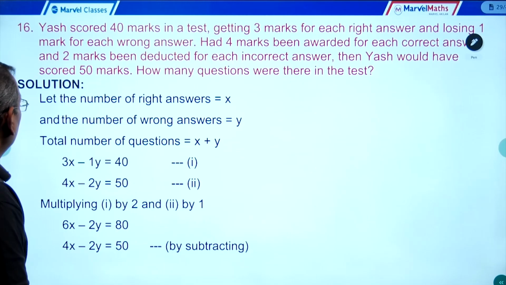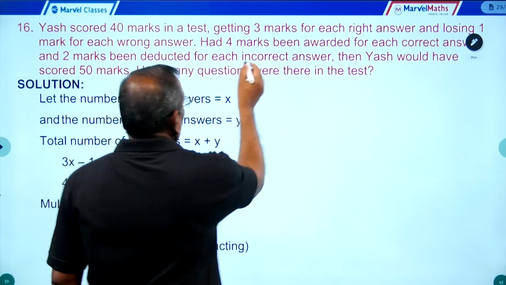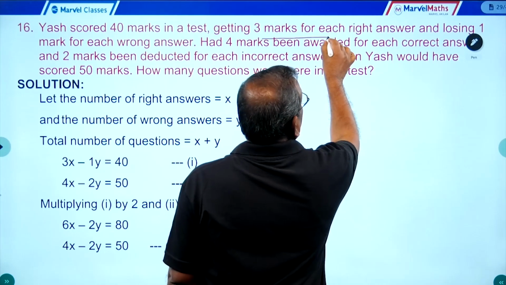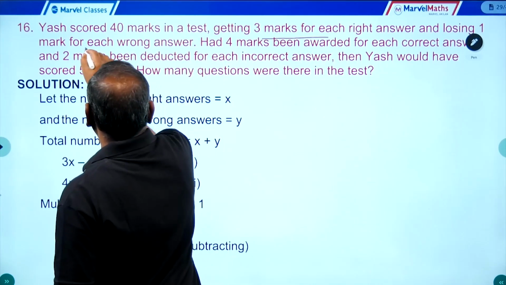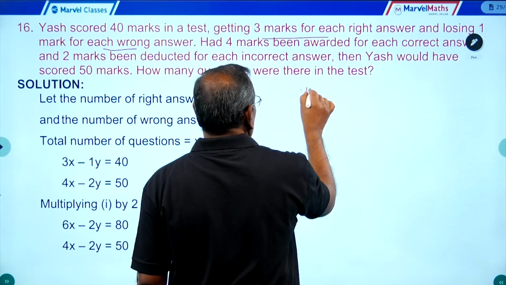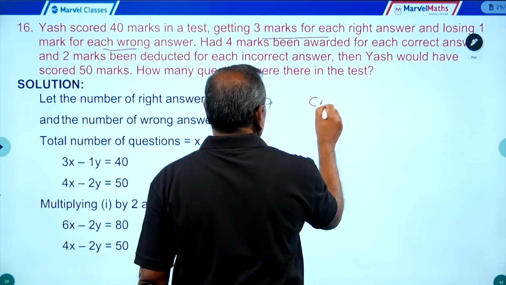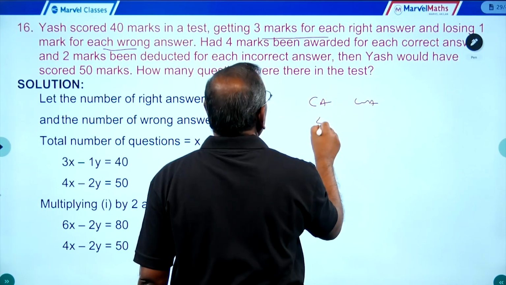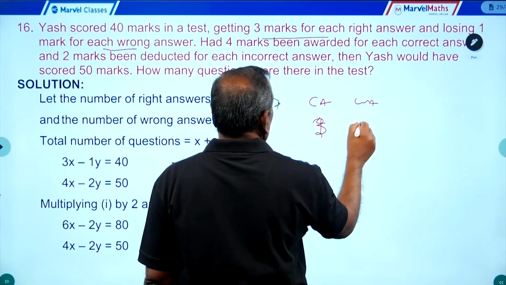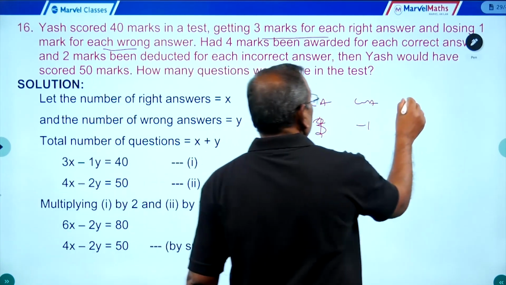Now Yash scored 40 marks in a test, getting 3 marks for each correct answer and losing 1 mark for each wrong answer. 40 marks total marks. I'll write like this: correct answer, wrong answer. Correct answer plus 3 marks. Wrong answer minus. Losing 1 mark means minus 1. And total marks equal to what?